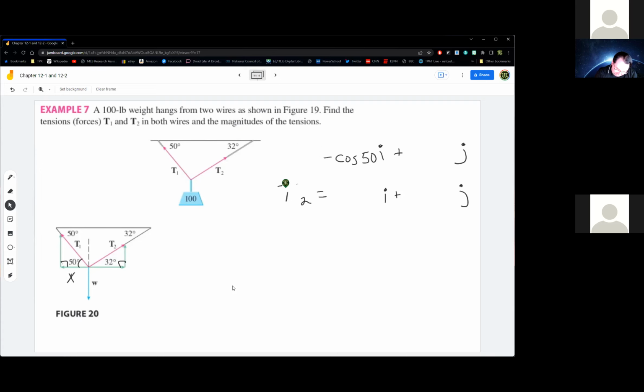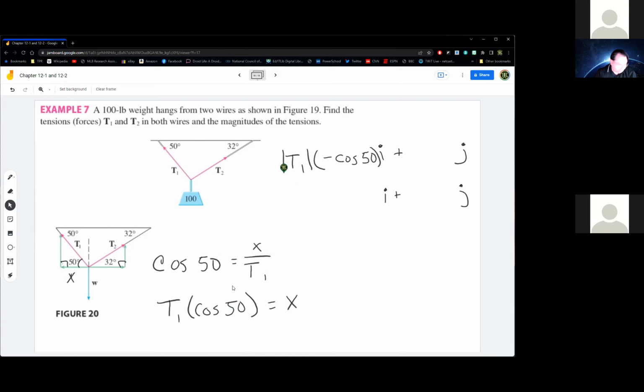Now, if I looked at this, we have cosine of 50 equals the x over T1, right? That's how that would be set up. So that's T1 times cosine of 50 equals the x. And we're going in the negative direction, so I've got to multiply this by T1, the magnitude of T1.